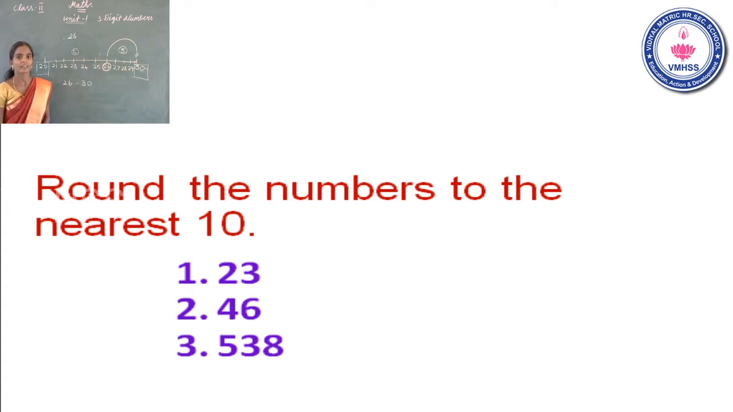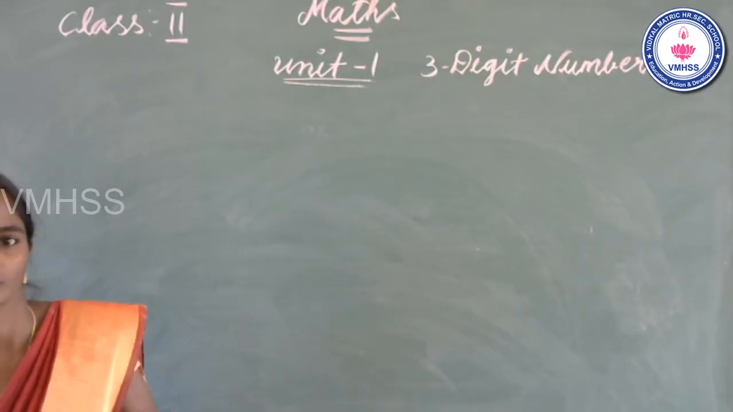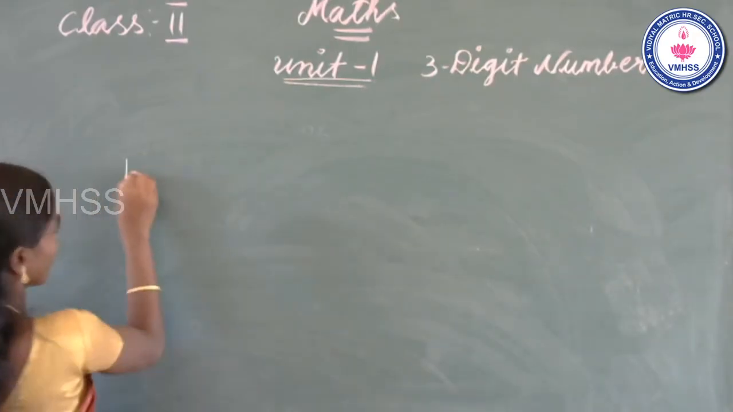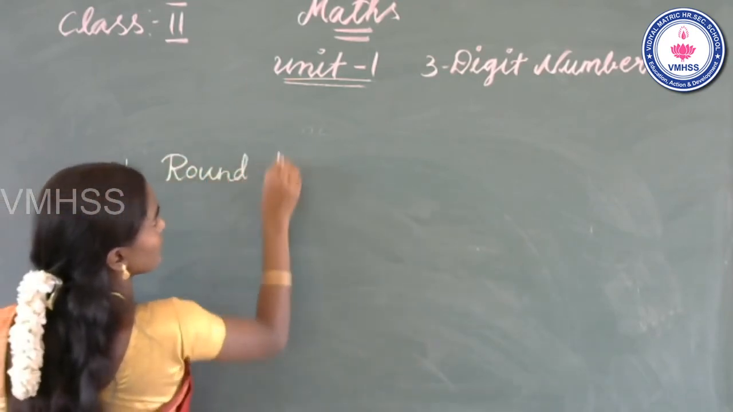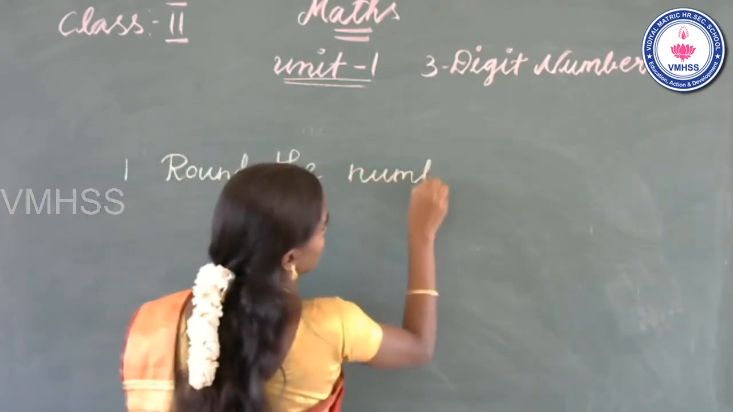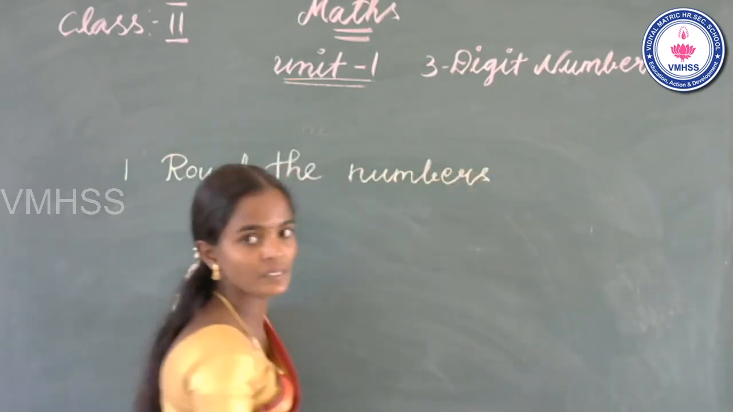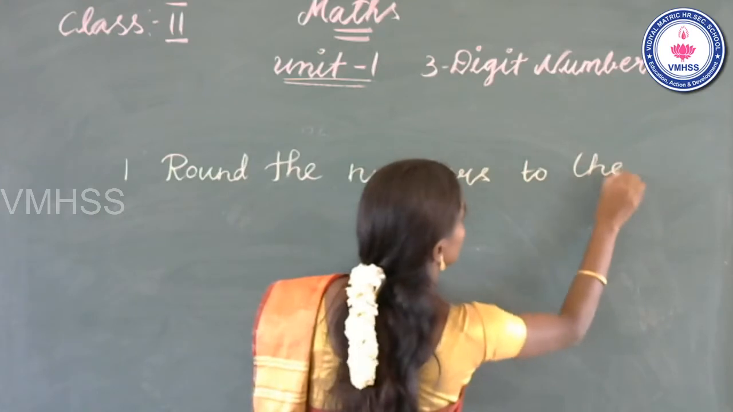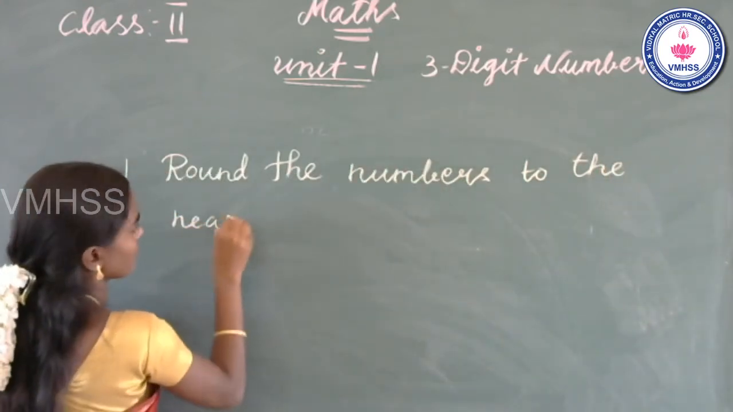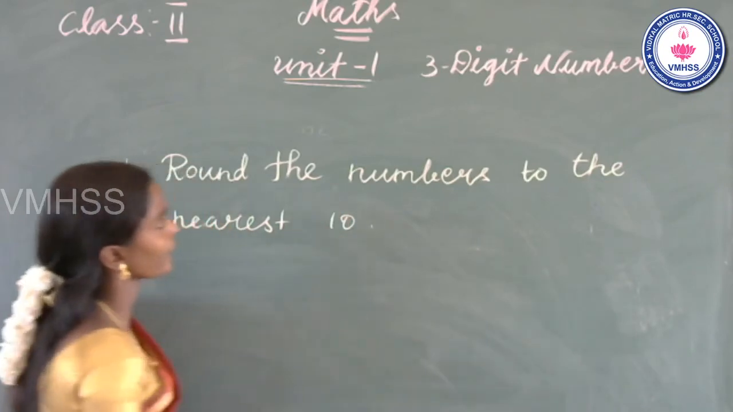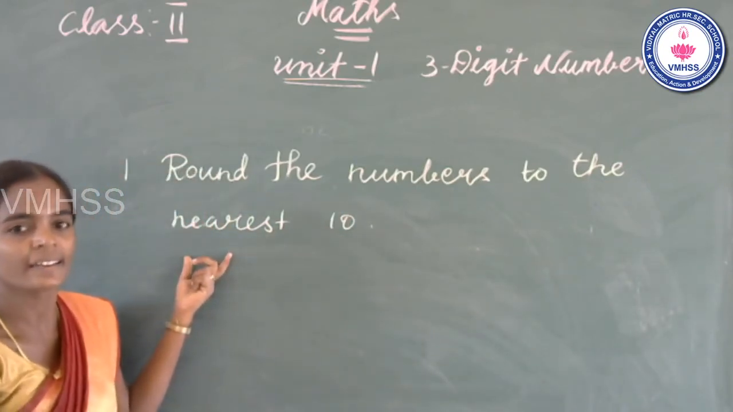Children, next one, round the numbers to the nearest 10. Okay. Look at the board now. So this question, round the numbers to the nearest 10. Okay, round the numbers to the nearest 10.